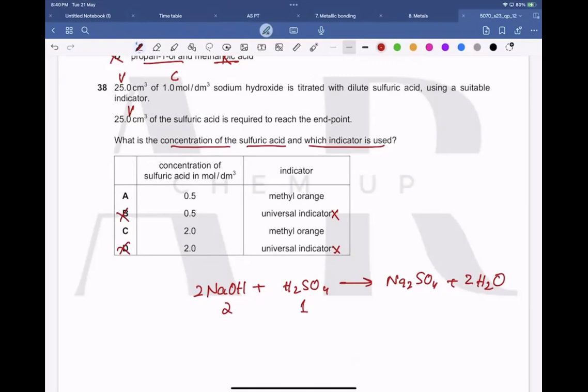So if you see, for 2 moles, we need 1 mole of sulfuric acid. So it means the ratio between sodium hydroxide and sulfuric acid is 2:1. So if both have the same volume, and if its concentration is 1, then sulfuric acid's concentration must be half of it, right? It is going to be 0.5 mol per dm cube. Is this point understandable or not?